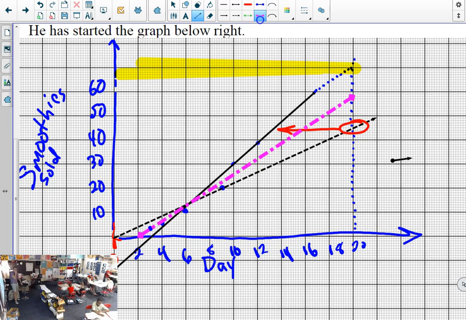Really anywhere between, what do you think a low end prediction would be? Like what would be too low? If somebody's like, oh, I predict day 20, they'll sell this many. And you're like, nah, man, they'll sell more. What would be too low? Patrick? Well, I mean, yeah, that'd be way too low. What if somebody said, I think we'll sell 40 on day 20?